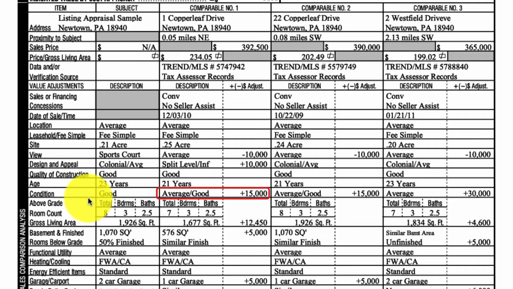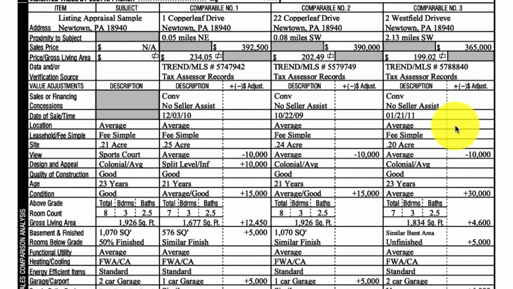So maybe the grass is a little bit better. The rugs aren't as beat up. The kitchen cabinets still retain a lot of their paint. So it's a little bit of a better property, and in that sense, the appraiser has actually added $15,000 to the adjusted sales price of the comparable. This is something that we'll do down the line.